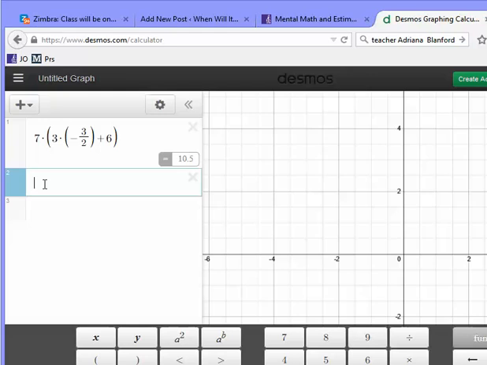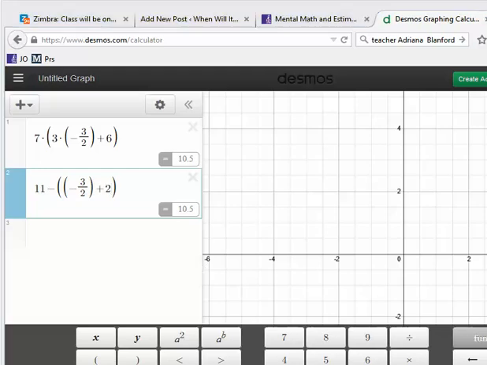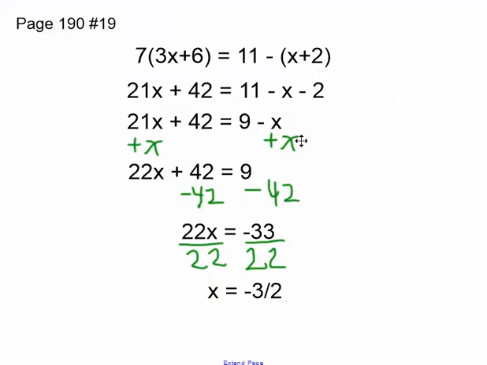Now I'm going to put negative 3 halves in on the right-hand side and see what I get. 11 minus the quantity negative 3 halves plus 2. And we get 10.5 on that side as well. So that means I can put a box around my answer. Negative 3 halves is our solution.